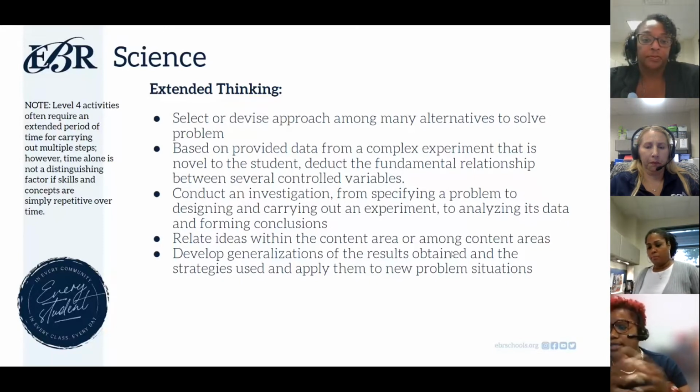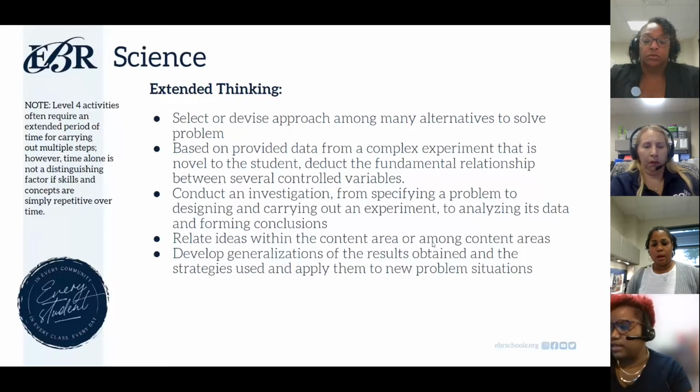We're looking at relating ideas within a content area and among content areas, and developing generalizations of results obtained from strategies used and applying them to new problems and situations.